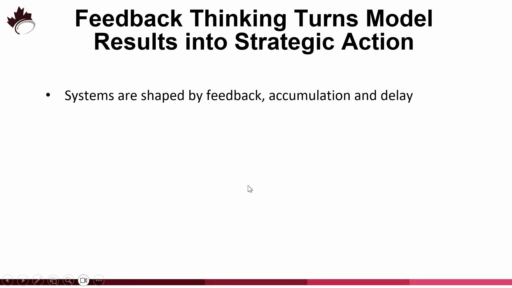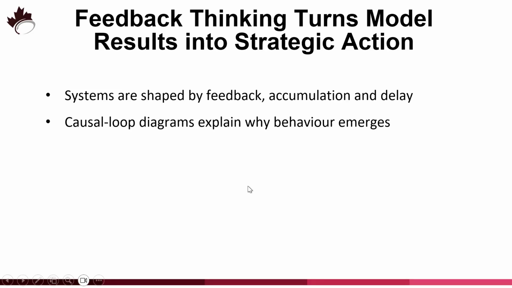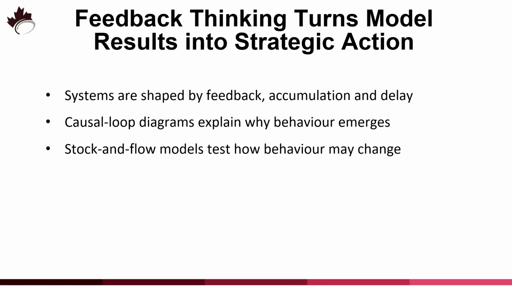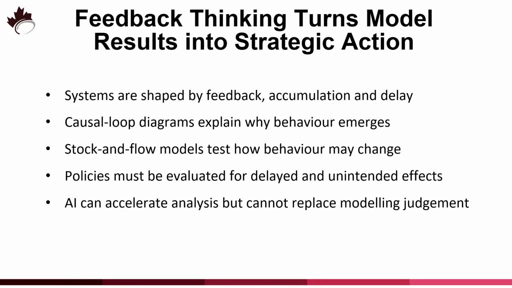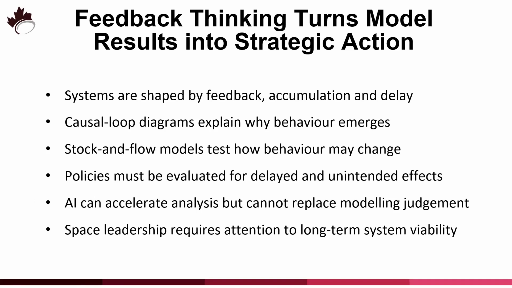So systems are shaped by feedback, accumulation, and delay. Causal loop diagrams explain why behavior emerges. Stock and flow models can test how systems behave over time and how behavior changes. And policies must be evaluated for delayed and unintended effects. And AI can accelerate analysis, but cannot replace modeling judgment. Space leadership requires attention to long-term system viability.